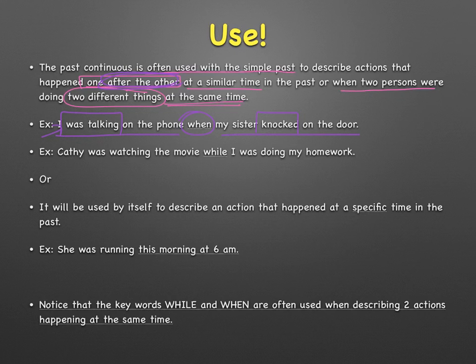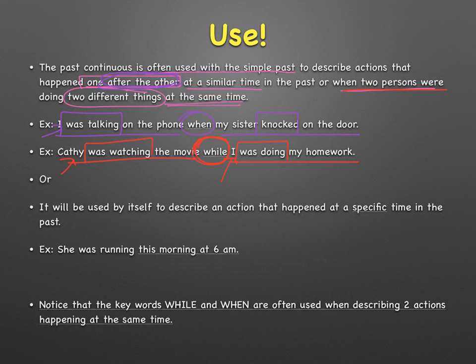Example, when two persons are doing two different things. So at the same time, exactly the same time, this one was watching the movie while this one was doing her homework. So two actions by two different people, but at the same time. So that's why both verbs are conjugated in the past continuous.